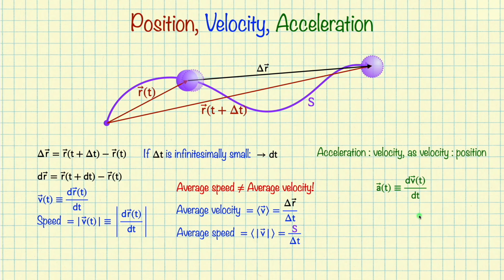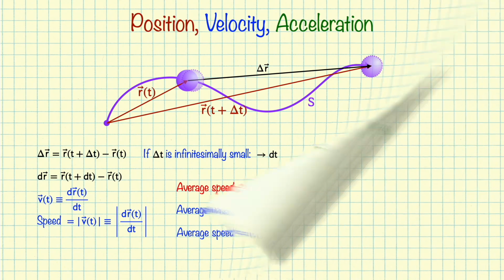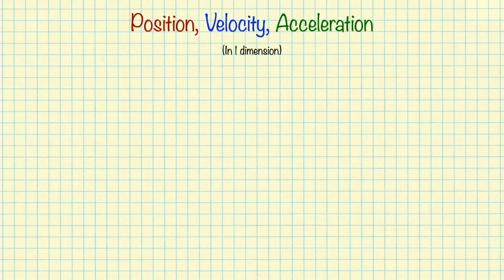So a is the time derivative or the slope of v. If you plot a graph of v versus time, the acceleration will be the slope. So velocity is the slope of position and acceleration is the slope of velocity. So let's actually plot this out so we can understand it. I'm going to do this in one dimension to make it easier.